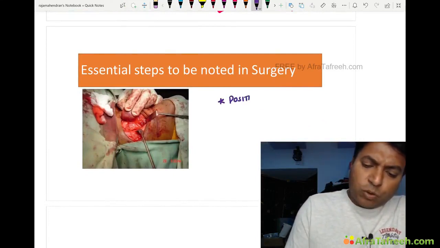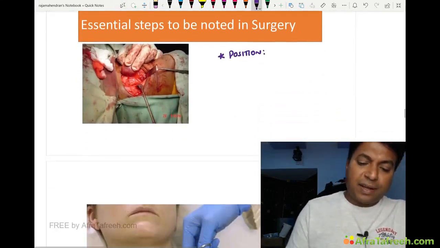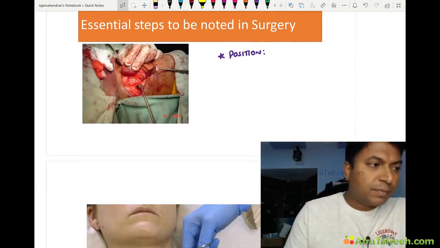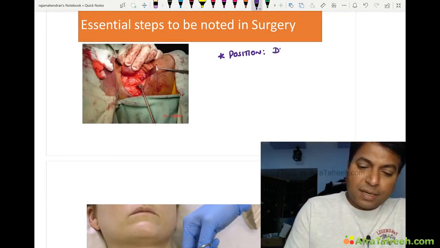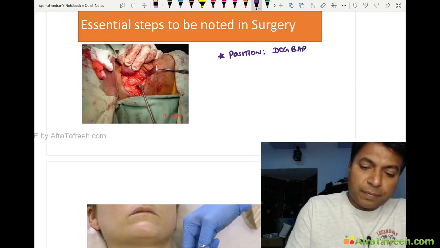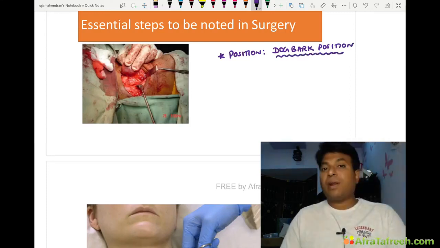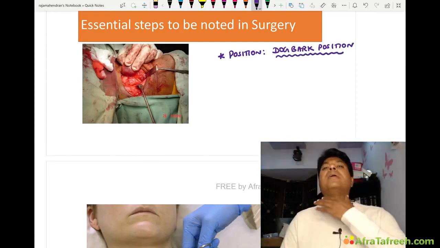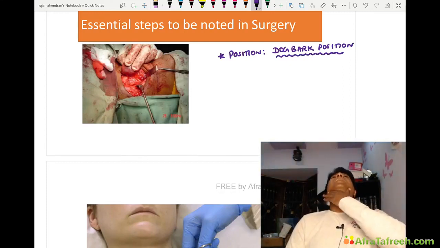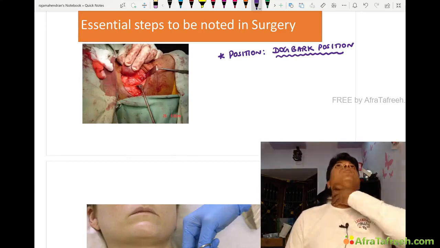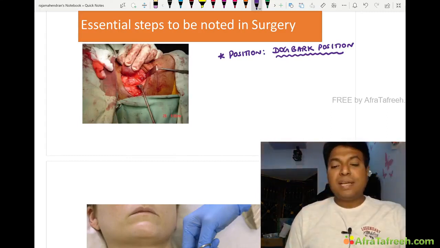What is the position you should put the patient in while doing surgery for the thyroid? Position. Yes. That is known as the dog bark position. It is not the rose position. It is not the typical rose position. We call it the rose position for tonsil operation, but this is the dog bark. We put the patient in this position, with the neck extended and a sandbag under the shoulder. The neck should be fully extended so that the thyroid gland can be easily exposed.